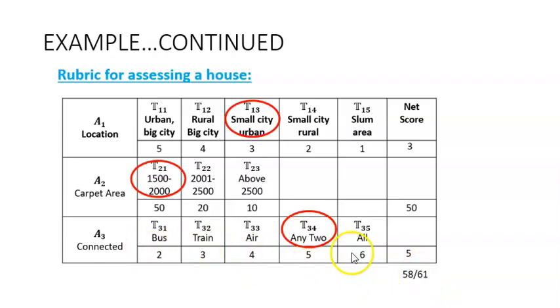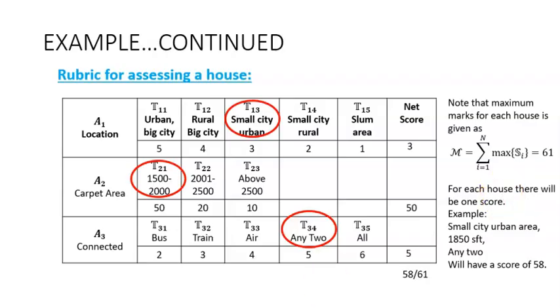So when we write this rubric for any given subject, let us say the subject has a maximum score of 100. We want 100 to be here. Correspondingly, we'll play around with these numbers in a meaningful way to ensure that 100 comes here. We see the maximum marks for each house is given by 61, which we already explained. For each house, there will be one score.